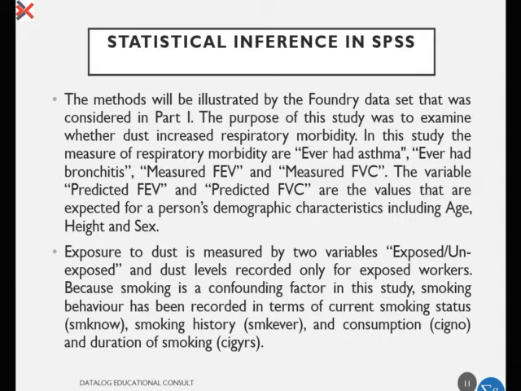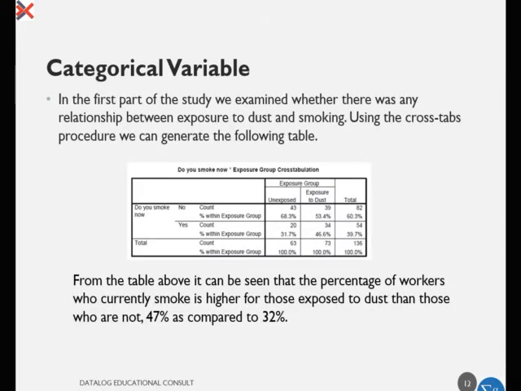Exposure to dust is measured by two variables, exposed or unexposed, and dust level, recorded only for exposed workers, because smoking is a confounding factor in this study. Smoking behavior has been recorded in terms of current smoking status, smoke now, smoking history, that is smoke ever, and consumption, cigarette number. I'm trying to introduce us to our data now. And duration of smoking, in years. Now, categorical variable.